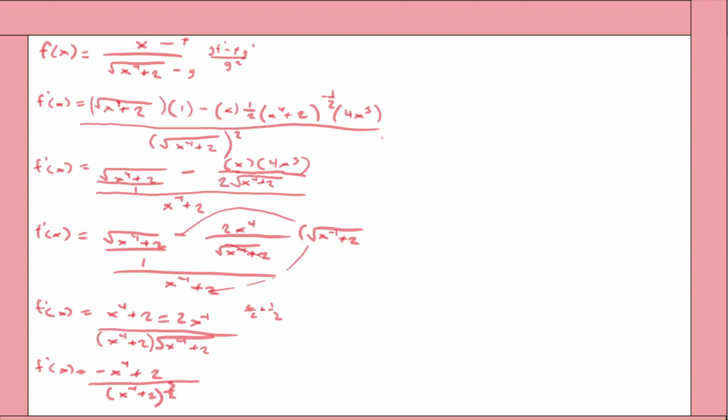So now let's go up here and rewrite our final answer. So your final answer is going to be, we can rewrite it both ways. Usually teachers like you to put the negative sign in the middle, so it would be 2 minus x to the 4th, same exact thing, all over x to the 4th plus 2 to the 3/2 power.